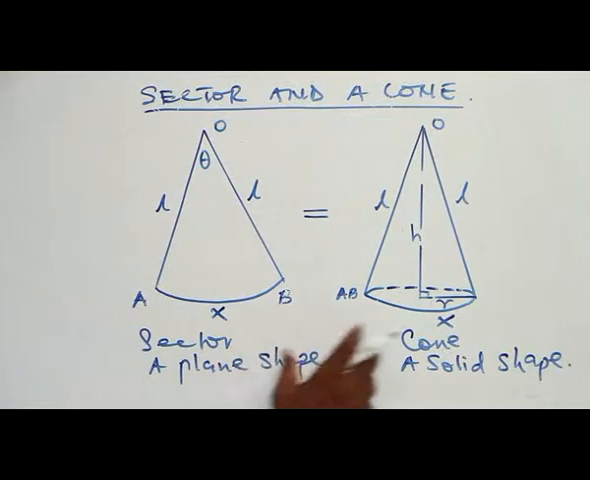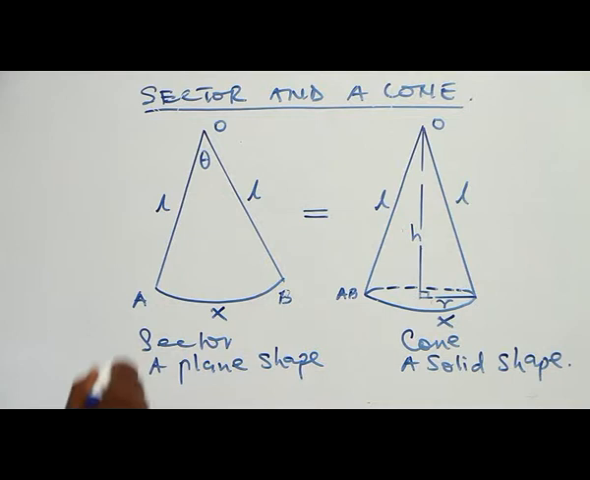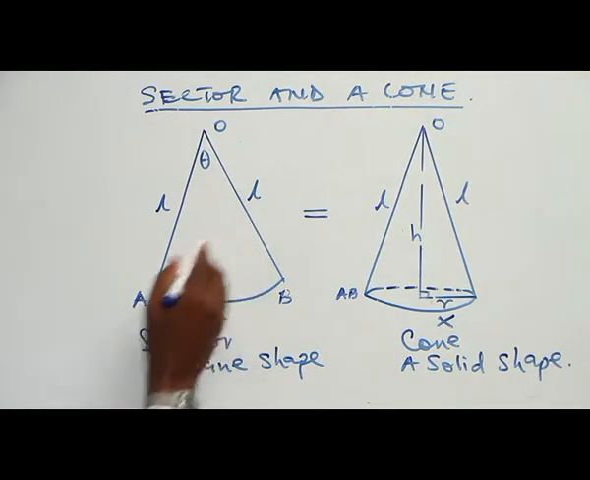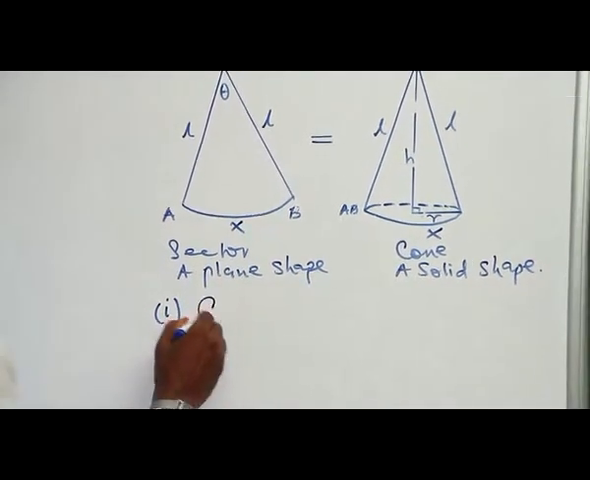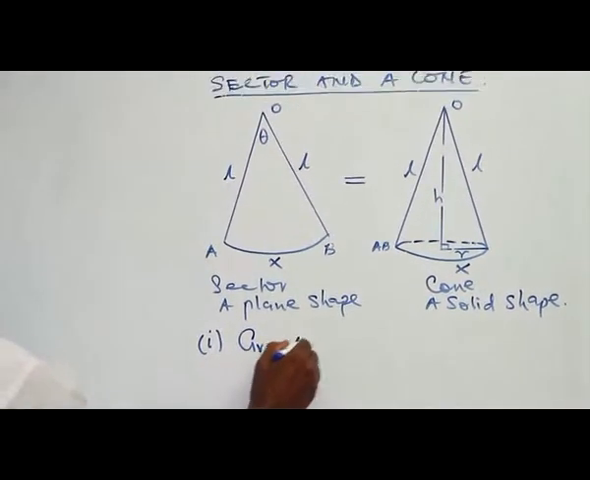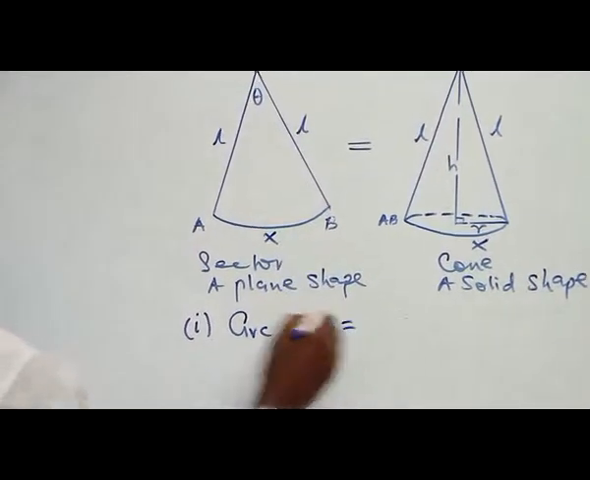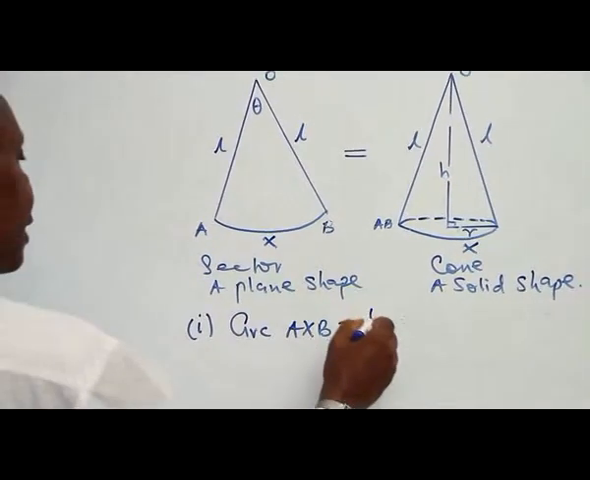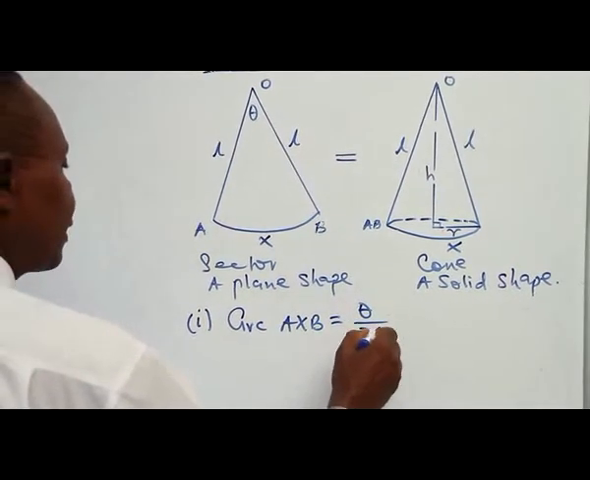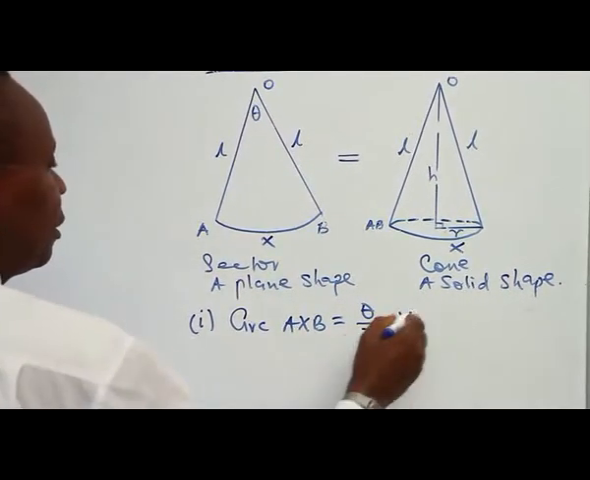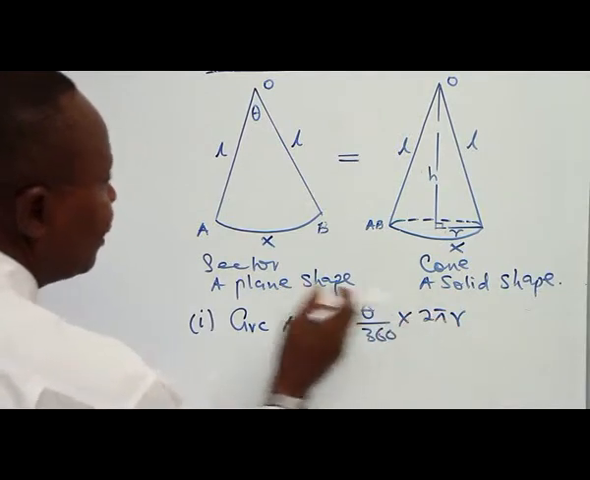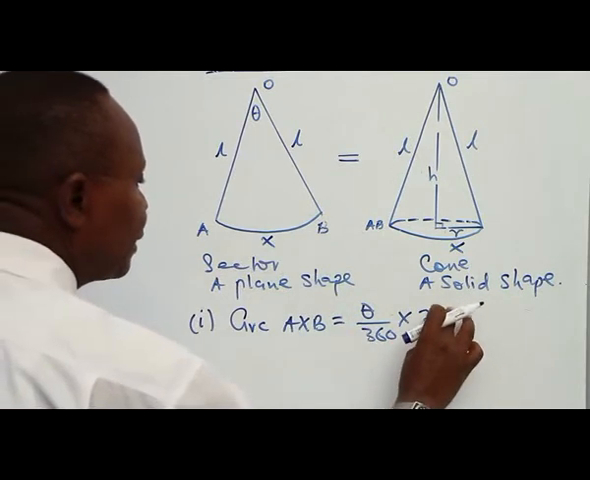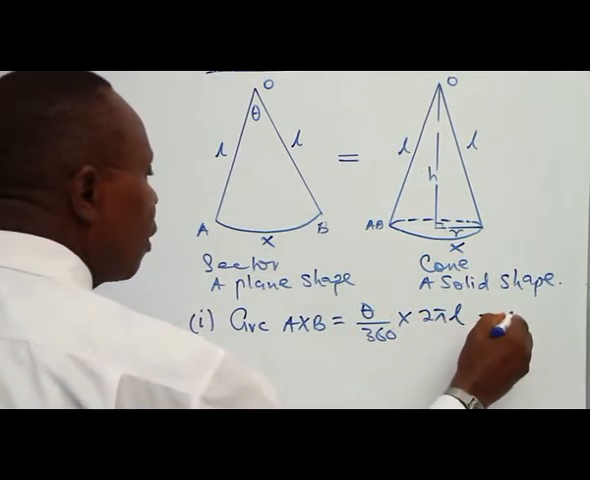From what we have seen in the relationship, we can now deduce the following. Let's start with the sector, as far as this case is concerned. Number one, the arc ASB is equal to the angle subtended at the center all over 360 times 2 pi radius. And our radius here is represented by L. So instead of writing r, we will write L. Call this our first deduction.